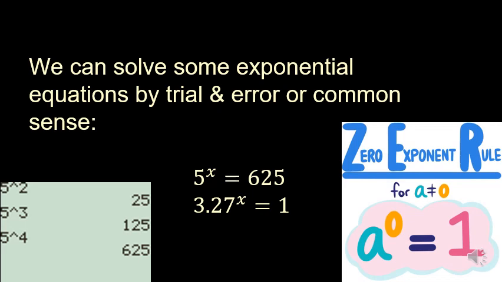What I can do for 5 to the x equals 625 is just take different powers of 5 until I end up getting the right answer. And you can see down at the bottom, it shows you that 5 to the 4th equals 625. That's how I know that 4 has to be the answer to that problem. Something you should remember from what you've done before is that anything to the 0 power is going to end up being 1. And that's why 3.27 to the 0 has to be 1, and the answer in that problem has to be 0.